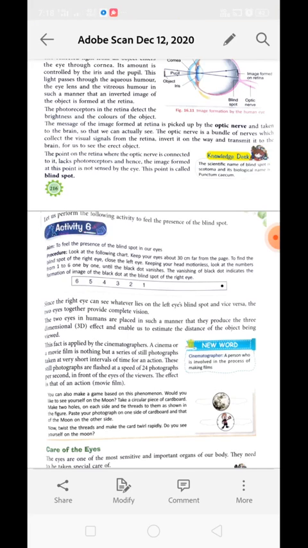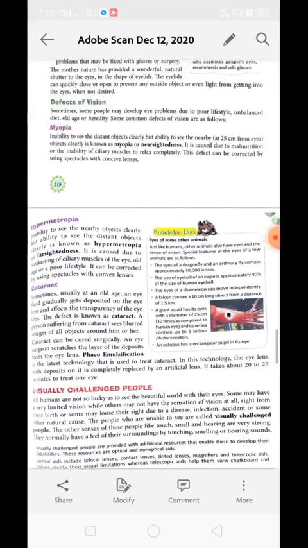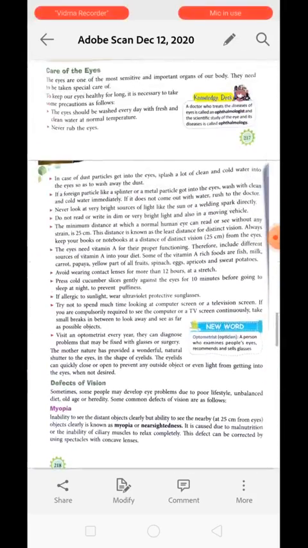But what you have to keep in mind is that you should not move your head. Keep your head motionless, and then read from 1 to 6 one by one until the black dot vanishes. The vanishing of the black dot indicates the formation of the image of the black dot at the blind spot of the right eye. Okay, now next is how to take care of the eyes.